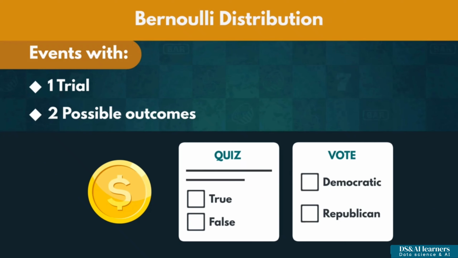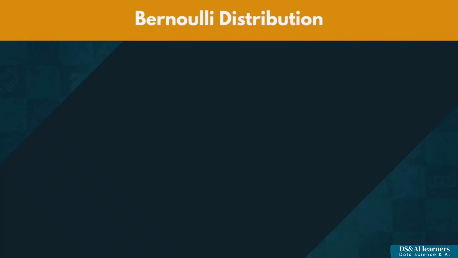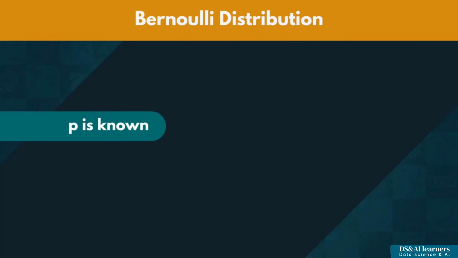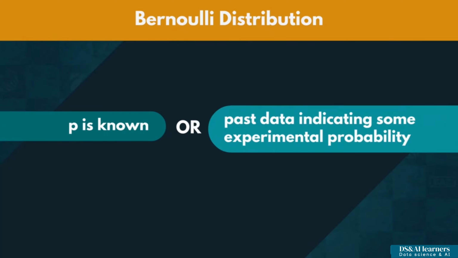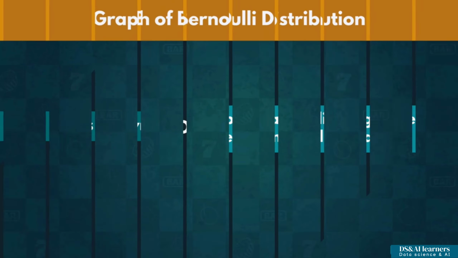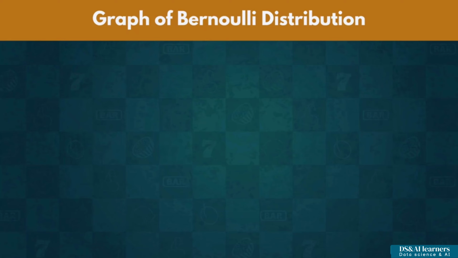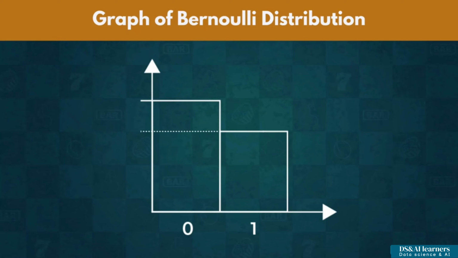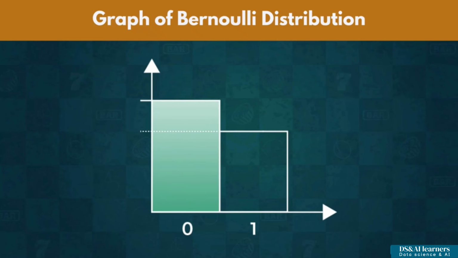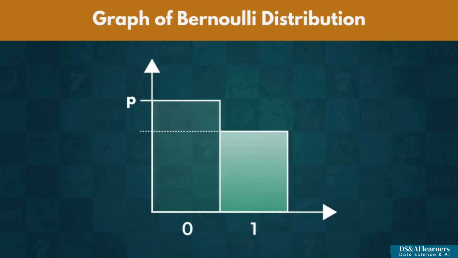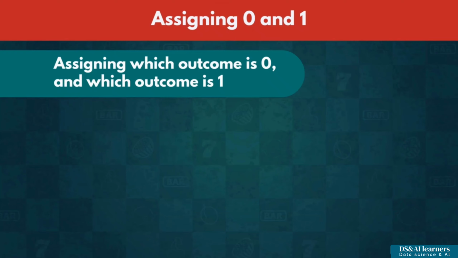elections. Usually when dealing with a Bernoulli distribution, we either have the probabilities of one of the events occurring or have past data indicating some experimental probability. In either case, the graph of a Bernoulli distribution is simple. It consists of two bars, one for each of the possible outcomes. One bar would rise up to its associated probability of p, and the other one would only reach 1 minus p.